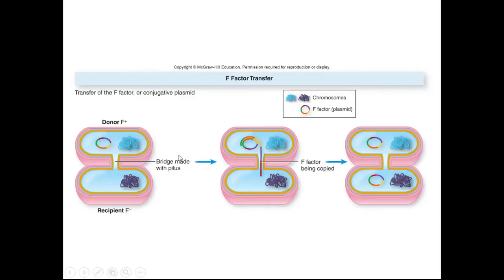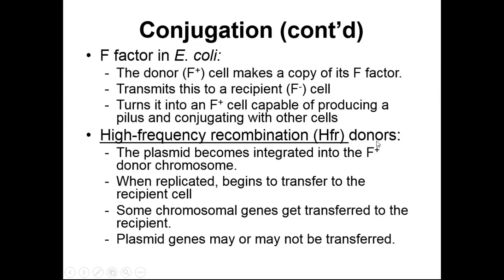So here we have the donor cell, here we have the recipient cell. The donor cell here at the end always is going to keep a copy of the genetic information that it donates. In E. coli, that F factor will make a copy of itself, and that recipient cell receives the F factor, and then the recipient cell becomes F plus. It's now capable of making that sex pilus.